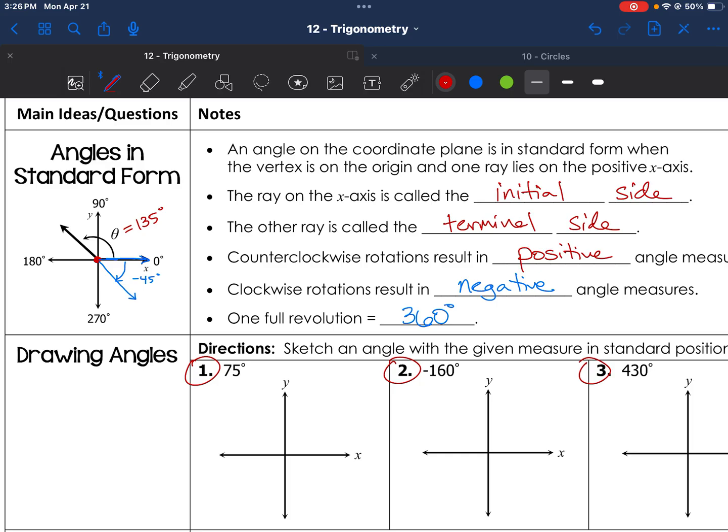Now, the initial side is always going to be the side of the angle that is starting on your x-axis. So, for example, right here, if I look at these angles right here, my initial side is always going to be the side that's flush or it is overlapping with your x-axis. Whenever you draw an angle, you always start on the x-axis. Your terminal side will be your other ray that helps to create your angle, and it can go literally in any direction it wants to.